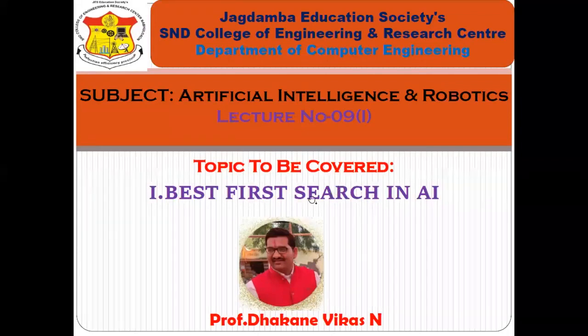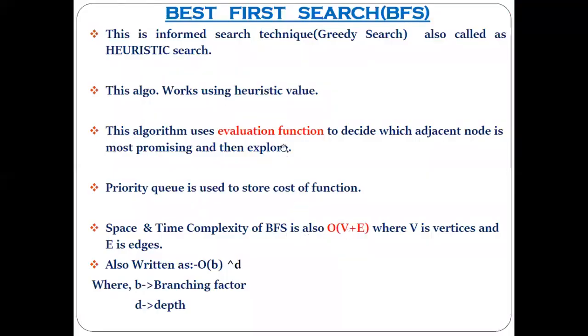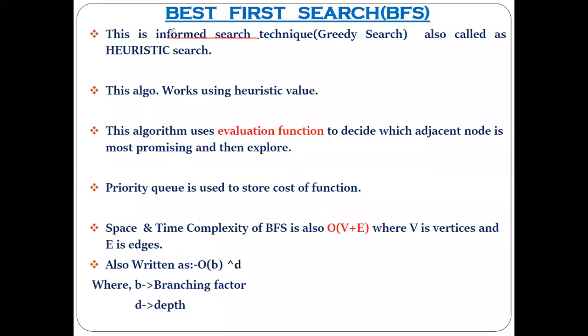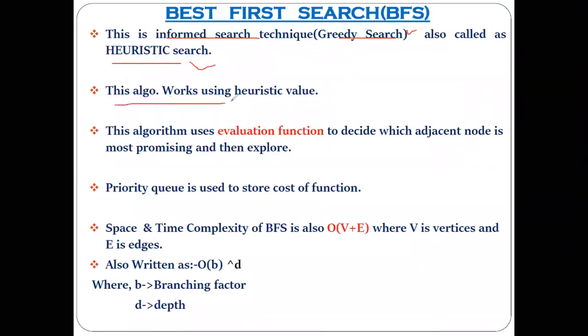Now this is the first technique in the case of informed search, that is the best first search in artificial intelligence. This is one of the informed search techniques. Another name for informed search, as I already told you, is the greedy search method or the heuristic search method. When you see the example, you will understand this algorithm works only on the basis of the heuristic values which are given. Because of this heuristic value, it becomes easy for the AI agent to search certain paths and reach the goal node.